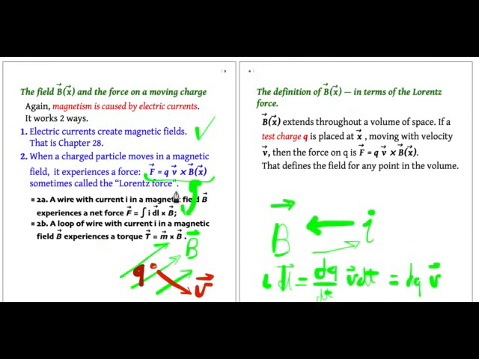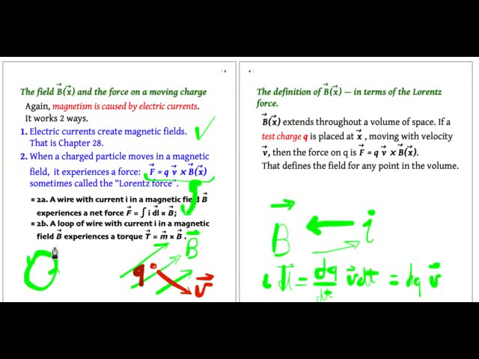Now, of course, usually you don't have just a wire with a current in one direction. You really have to have a loop of wire. So you have a loop of wire in a magnetic field. Well, the current will go in all directions around the loop, and so the net force will be zero. So the net force on a loop of wire in a uniform magnetic field, if the magnetic field is constant, will be zero.